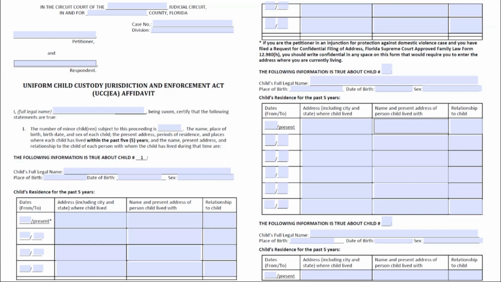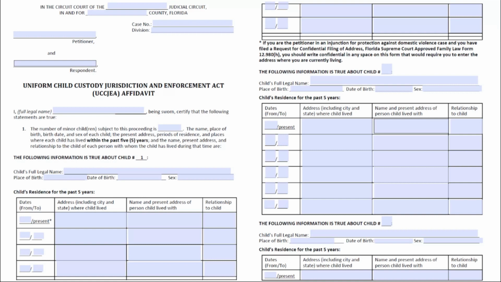If either parent had moved in the past from a different residence in the past 5 years, it is important to indicate that address as well, so the court can be aware of all the places that the child has lived for the past 5 years for purposes of determining whether this court is the best court to determine issues of child custody.